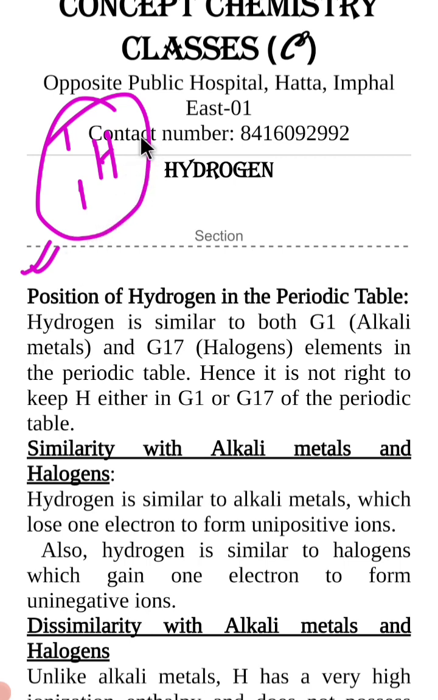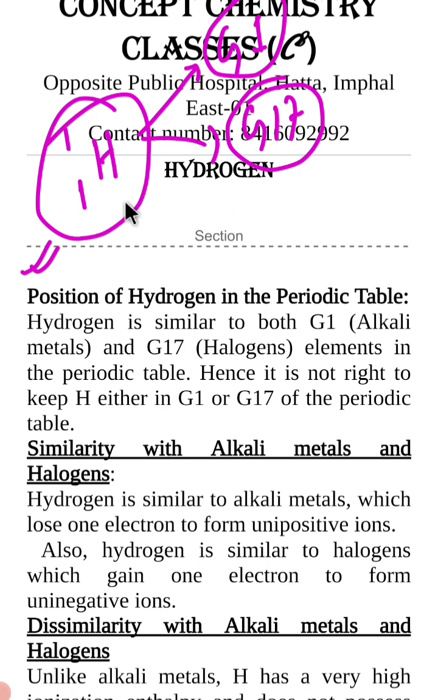Hydrogen is similar to both group 1, which are called alkali metals, and group 17, which are called halogens. So due to its similarities with both of these groups of elements, its position is not fixed in the modern periodic table till now. So it is best to place hydrogen separately in some space in the periodic table.